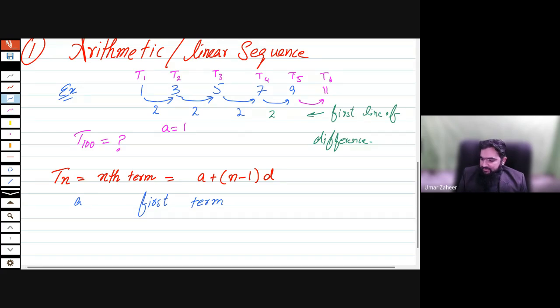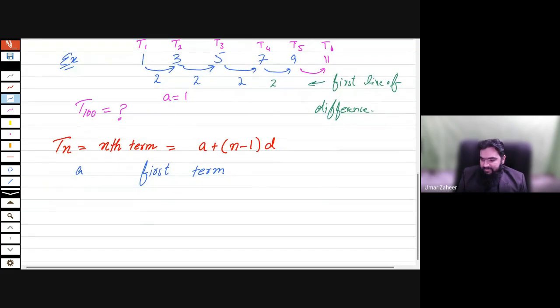The second thing that is going to be here, that is d. N is basically the required number. What is n? The required term. Look at here. Here we have a question. We have to find the 100th term. This means that in this case we have n is equal to 100. Is it clear?